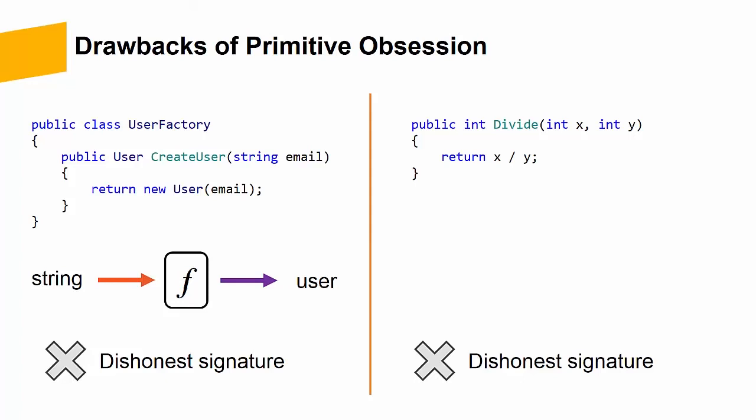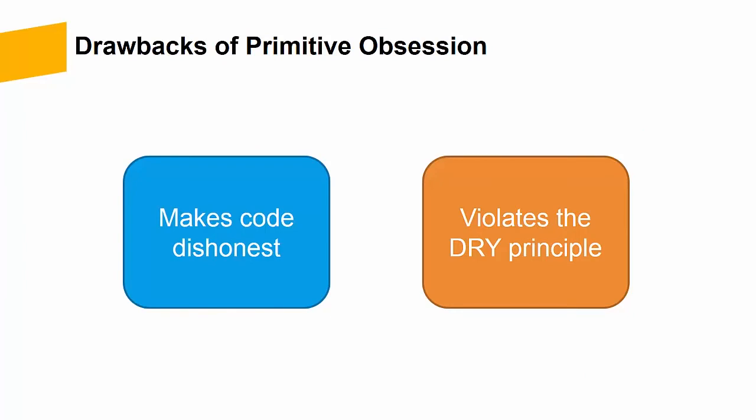All right, so the same thing as we had with the divide method. So two problems with primitive obsession. It makes our code dishonest, and it violates the DRY principle, the don't repeat yourself principle, because it encourages domain knowledge duplication.